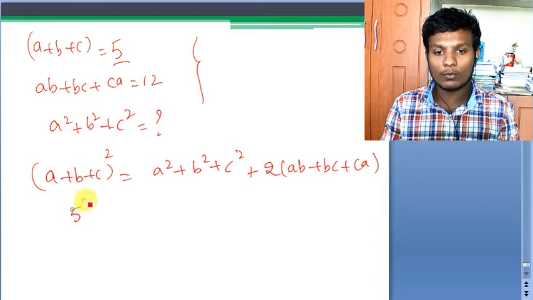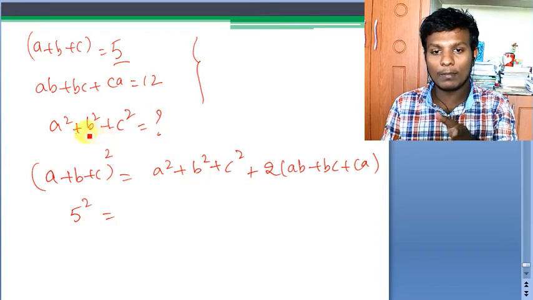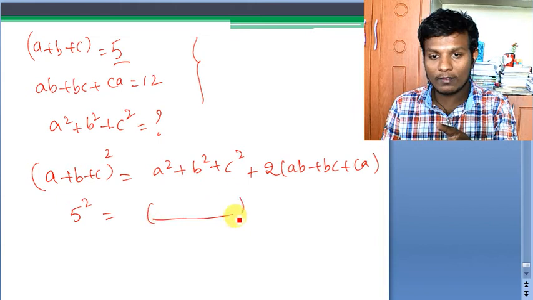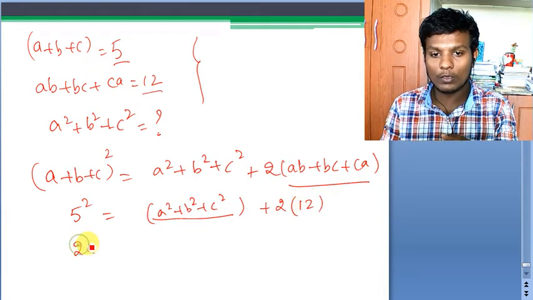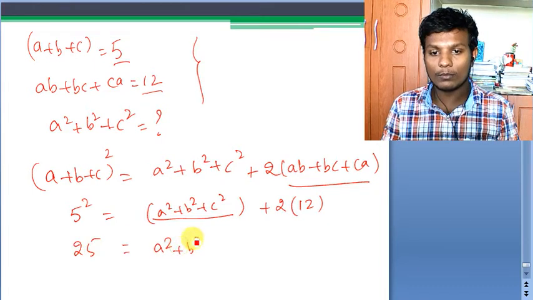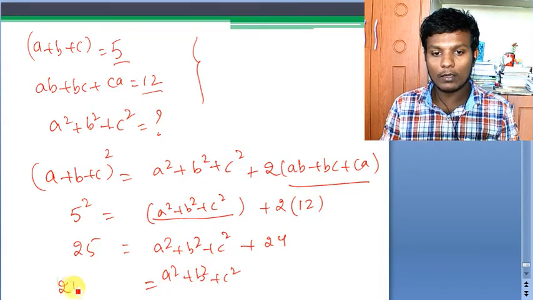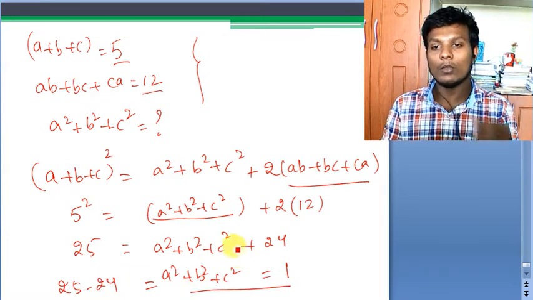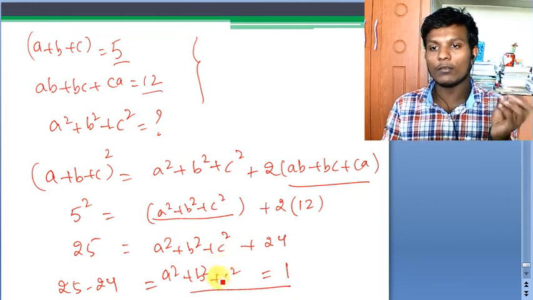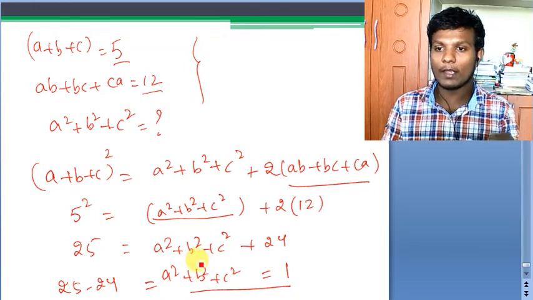That is 5 square, equal to a square plus b square plus c square, which I don't know, plus 2 into, in this one I have to write how much? 12. So 5 square is 25, equal to a square plus b square plus c square plus 24. When I bring this here, it will be 25 minus 24, it will be 1. So that is how you can solve any difficult question with the application of the algebraic identities that we have learned.